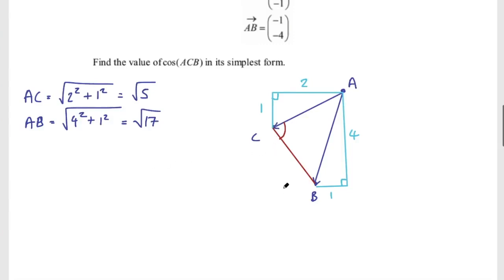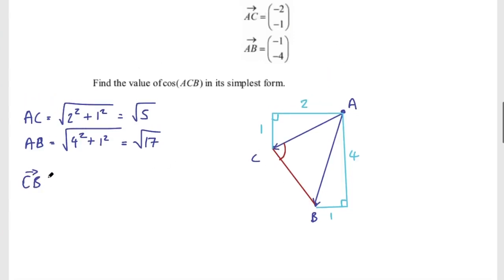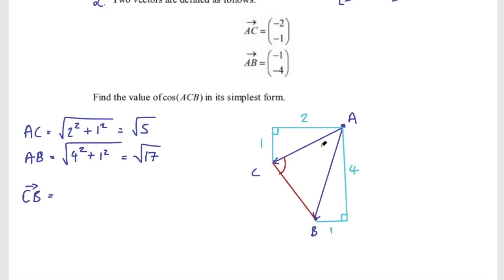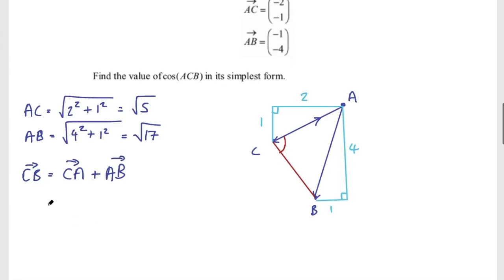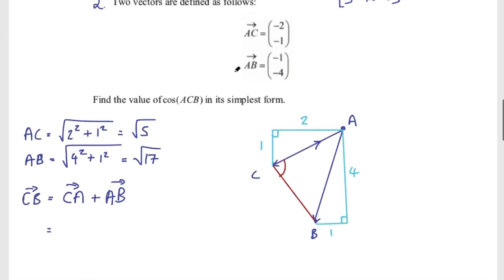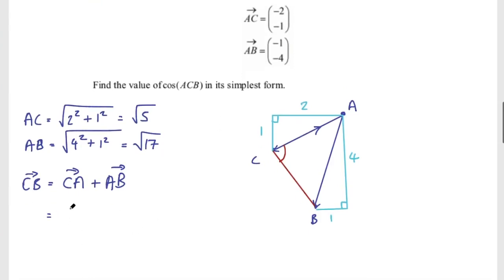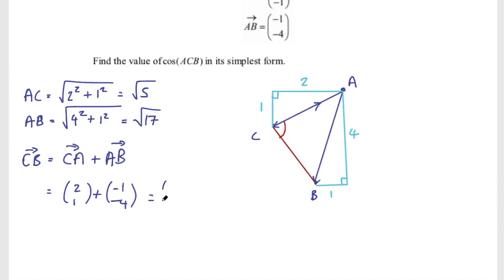And then I need CB as a column vector. To find the vector CB, I can use the negative of AC, so going back this way, and then add the vector AB. So I want the vector CA, and then add the vector AB. As I said previously, if I want the negative of a vector, I can just change the signs on these numbers. So CA is going to be (2, 1). And then I can add AB, which is (-1, -4). And so 2 minus 1, that's 1. And 1 minus 4, that's -3. So the vector CB can be written as (1, -3).